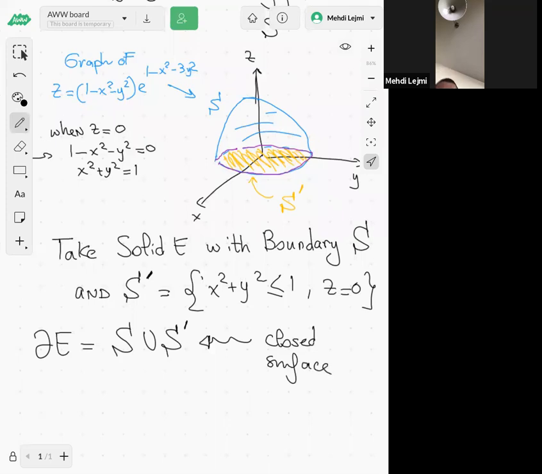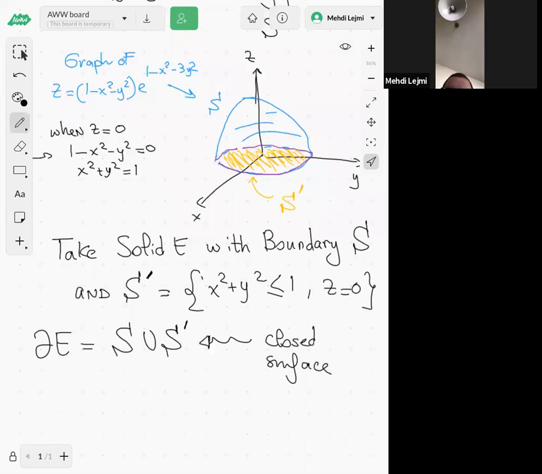Because we are gluing the disk, which lies on the xy plane, to the surface S, to the paraboloid, and that will be a closed surface, right? And this closed surface would be the boundary of this solid E, which is the interior of the paraboloid. Right. So now I have all the ingredients to apply my Gauss theorem, because I have a solid E with closed boundary. This is a very important requirement in Gauss theorem.